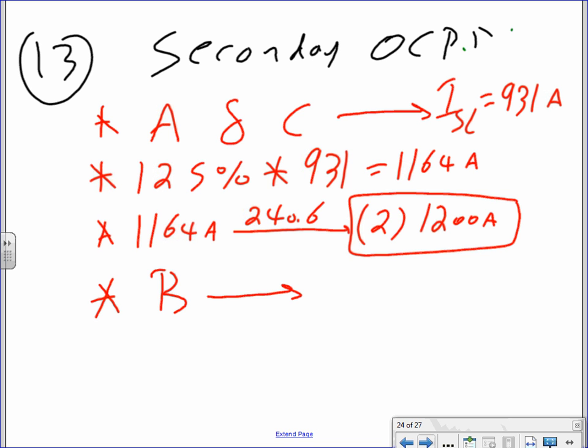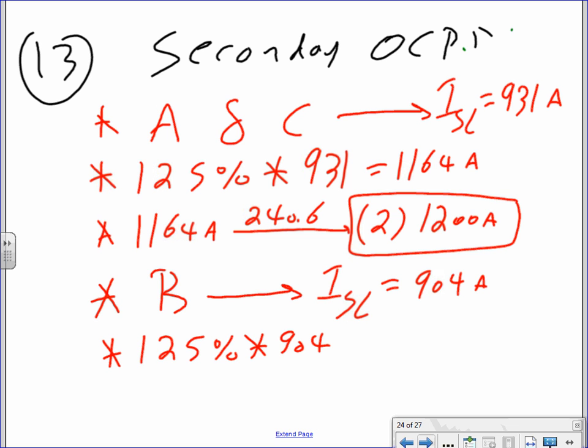Okay, looking at B, gentlemen, same thing. Secondary line for B, 904 amps. Then you're going to take the 125%, multiply it by 904. No, this is 70. I'm sorry. I lied to you. This should be 723. Thank you. That's why it doesn't make sense. 723, and then this is 723. Yep. Now the total will be 904. There you go. 904 amp.